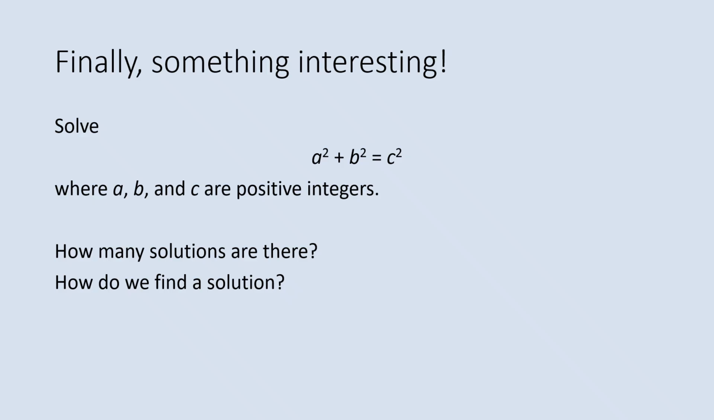Well, if we think about a squared plus b squared equals c squared, that's familiar to us. That corresponds to the Pythagorean theorem that we all know and love. And so we expect there's lots of solutions to these, but we don't probably know very many solutions off the top of our head, and we don't really have a good way to find these solutions. At least not yet.